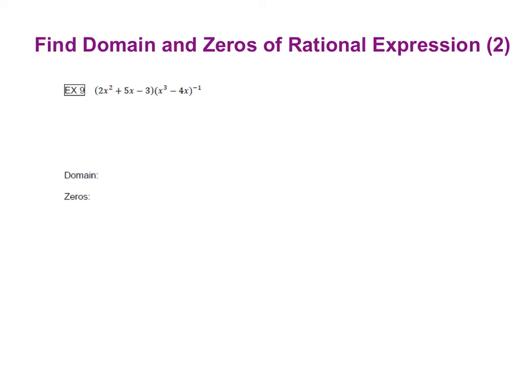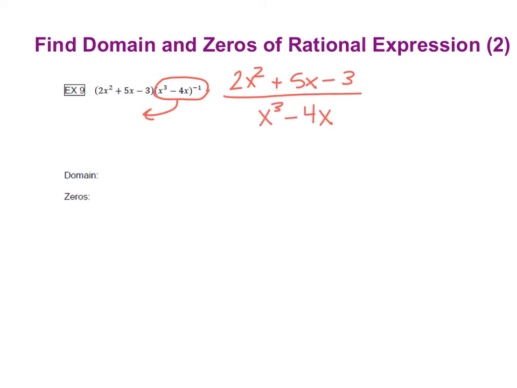All right, here's our second video working on finding the domain and the zeros of rational expressions. If we look at our example, we're probably going to have to do some stuff with this. So I see this -1 exponent. Remember, if there's a -1 exponent, that is going to go to the bottom of our fraction. So let's just rewrite our rational expression. We have 2x squared plus 5x minus 3 over x cubed minus 4x.